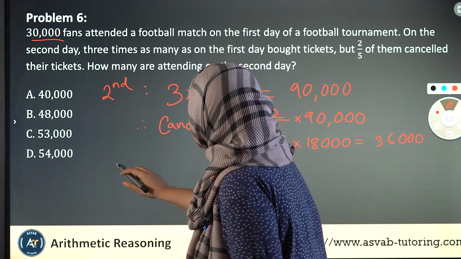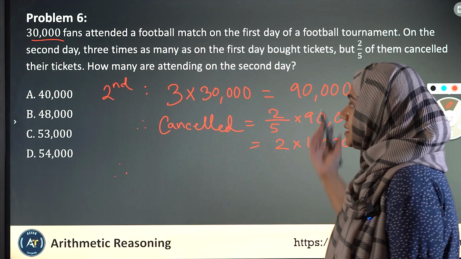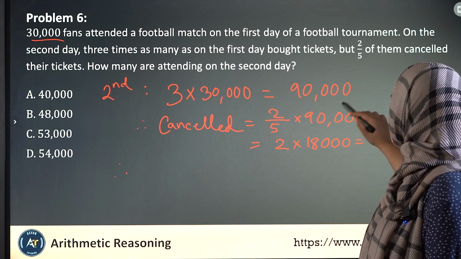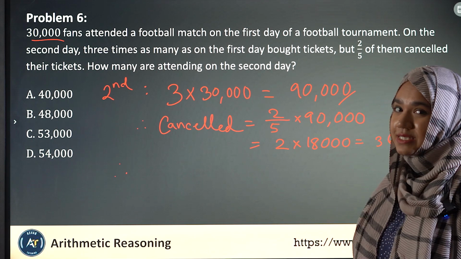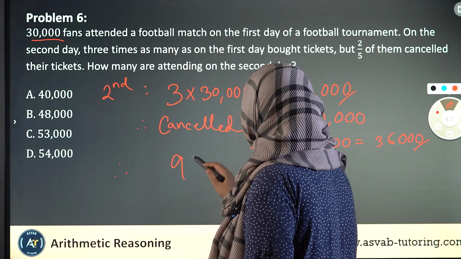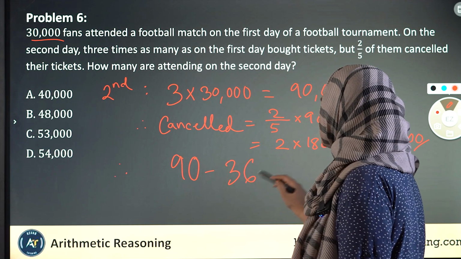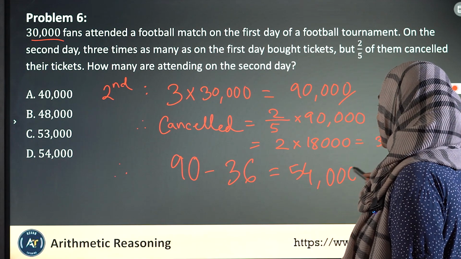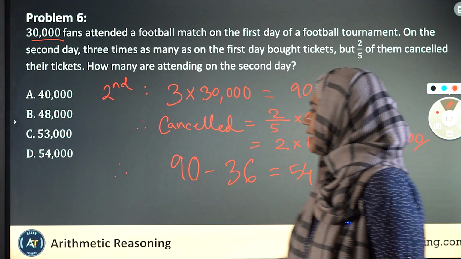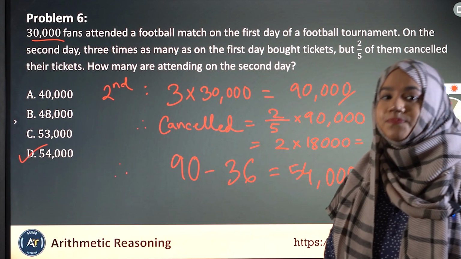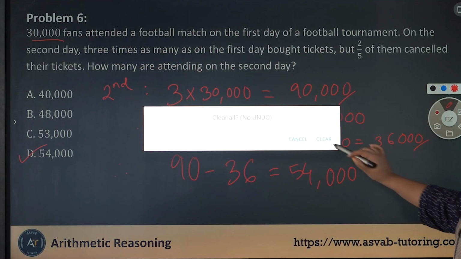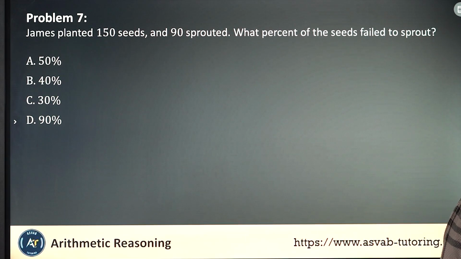So if I do 2 by 5 of 90,000, that's 2 times 18,000, which is 36,000. But the question says, how many are attending on the second day? 90,000 tickets were bought, but 36,000 of them canceled, so that's basically 90 minus 36, which is 54. And then just put the zeros, okay? Plain and simple, got it? So the answer to this is going to be option number D. We're halfway done, by the way. Let's now move on to problem number 7.